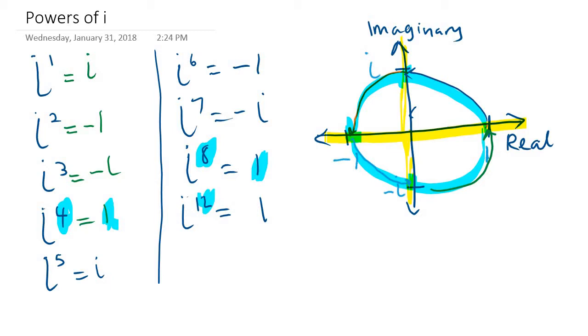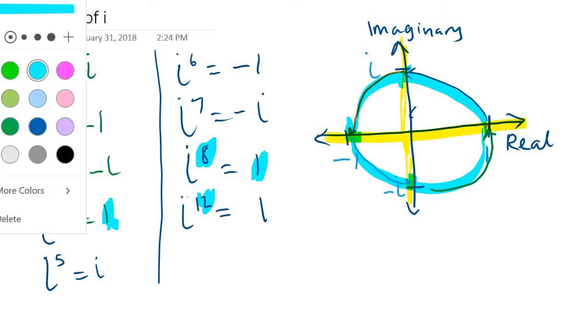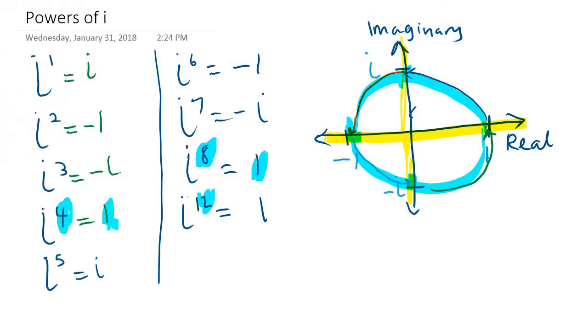Because if I go around again, let me use another color over here, and I go around again, that will get me to i to the 12th. And the next power will be i to the power of 16, which will get me to another 1, and so on and so forth. So every multiple of 4, as the power, will get me to 1.